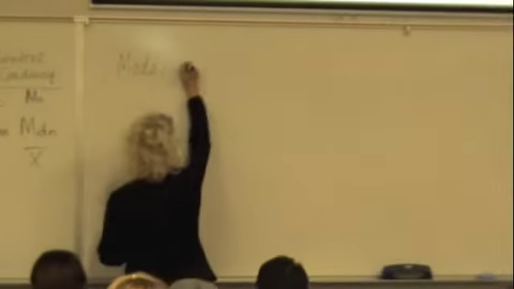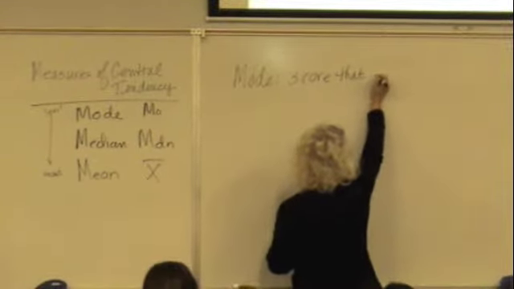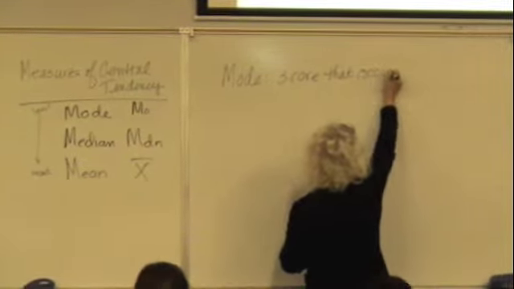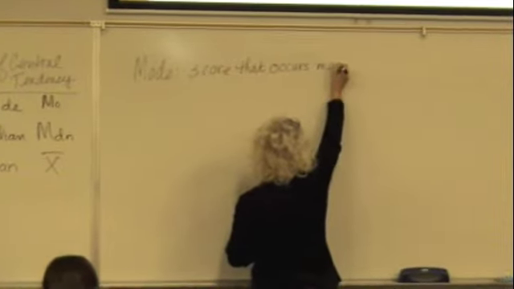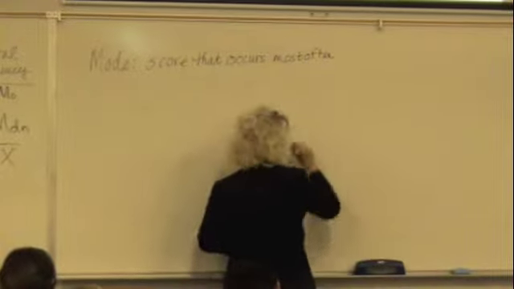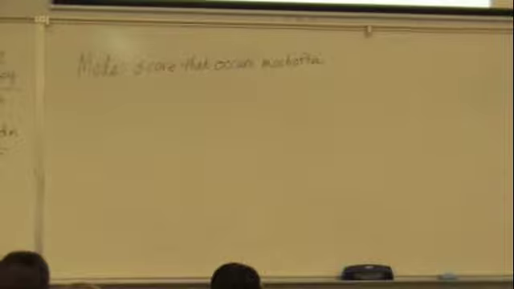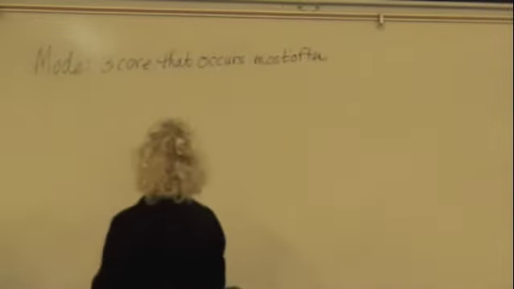So we'll just say the score that occurs most often. Literally, just look for the ones that repeat, and that's your mode. So we're usually looking at this on a nominal scale. You don't use it very much with interval ratio data. I think I give you some examples there on your handout.